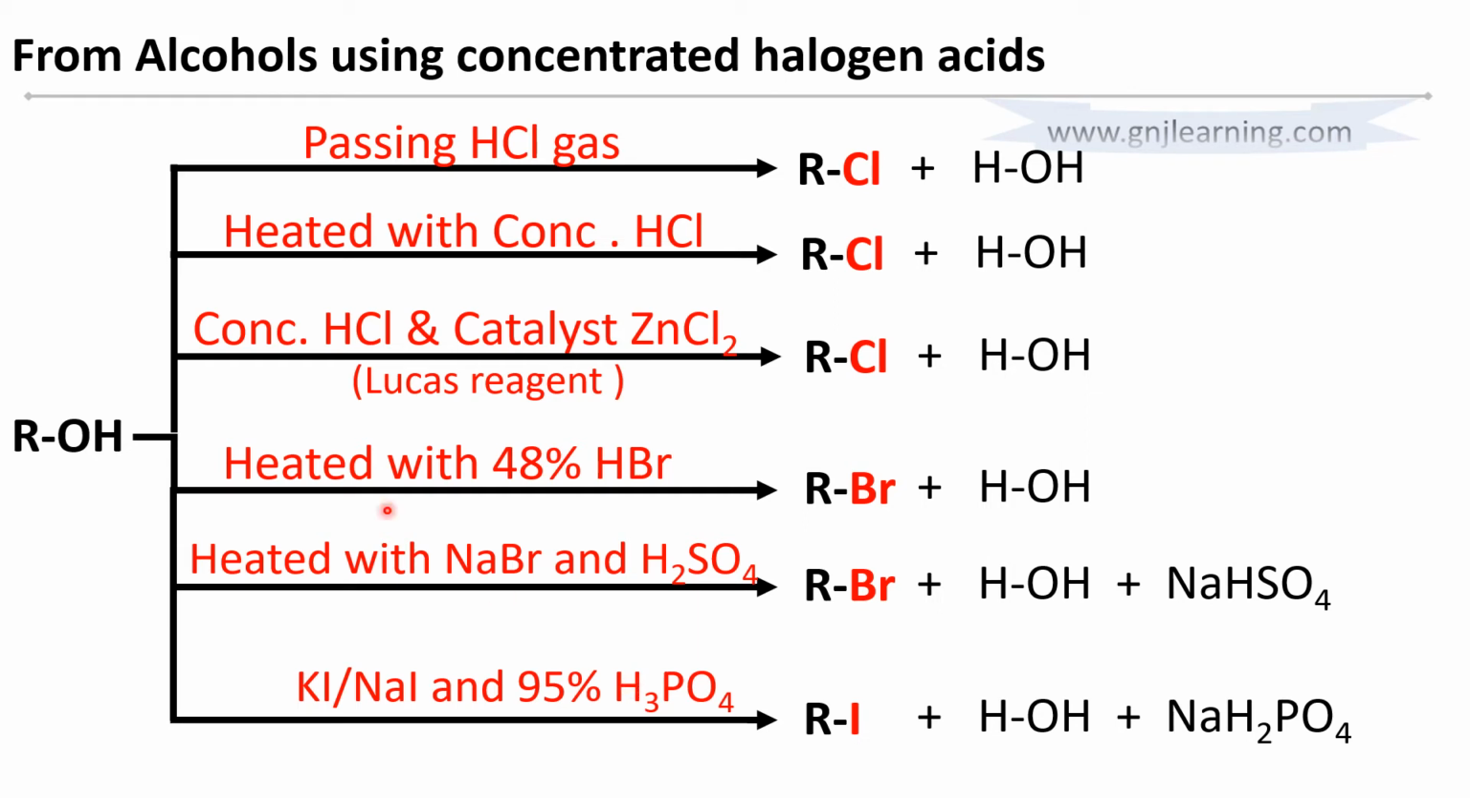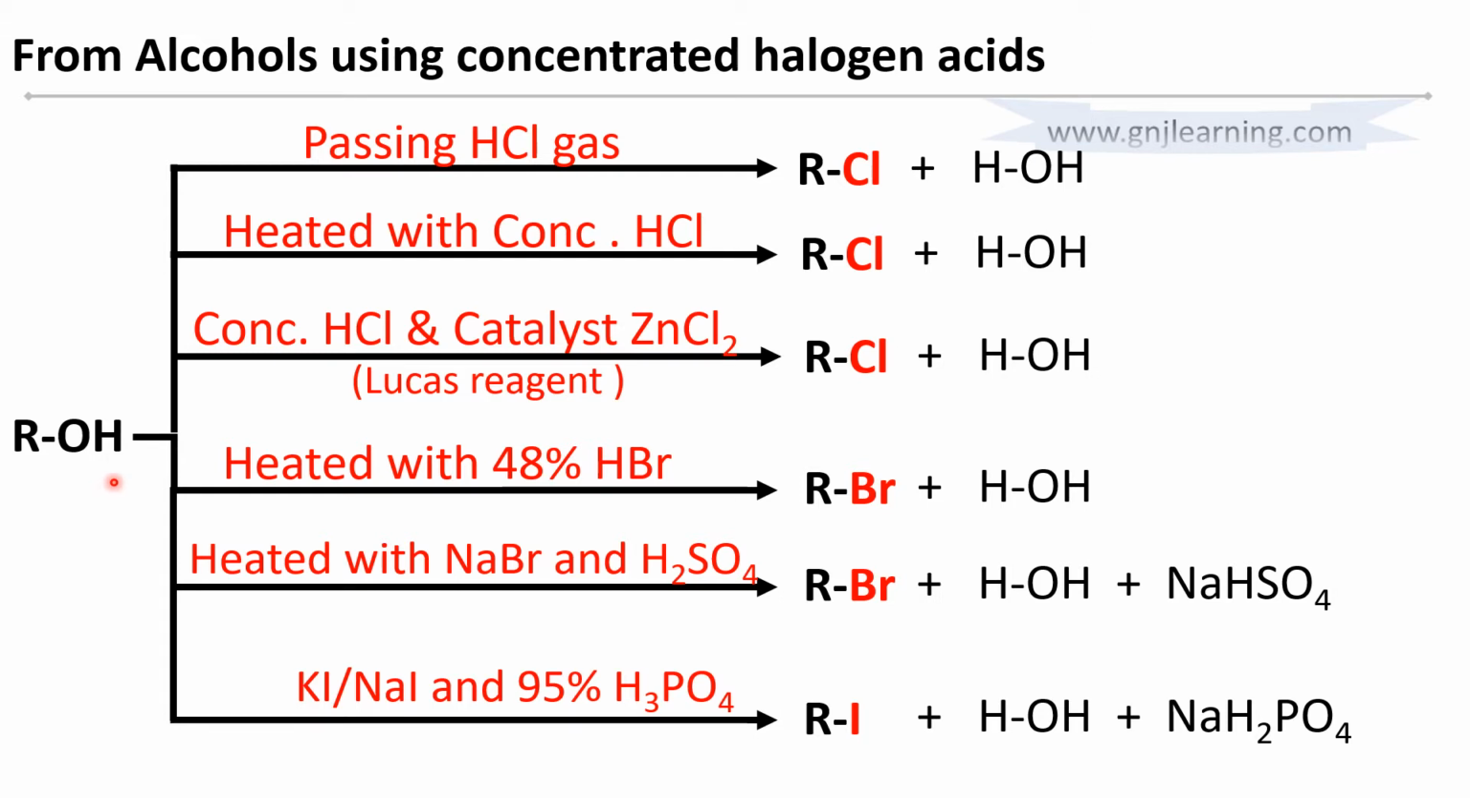So using this method, I have generated three types of halides: chloride, bromide, and iodide. One is missing, which is fluoride. I cannot generate fluoride by this method directly, and we will see the reason in the coming slides.